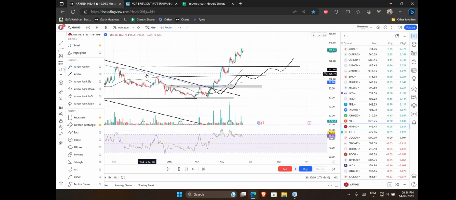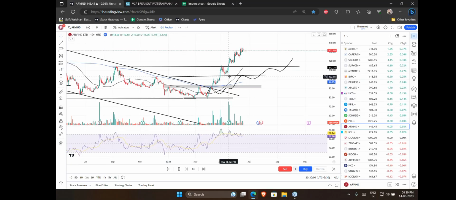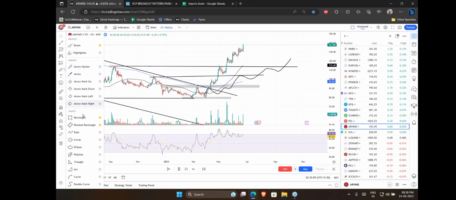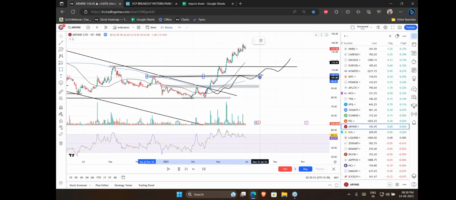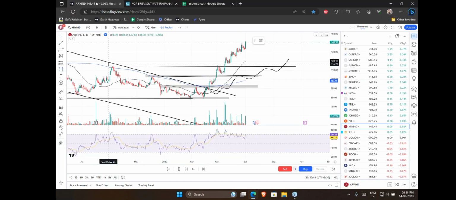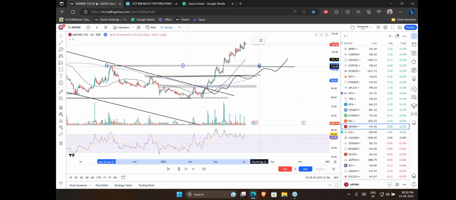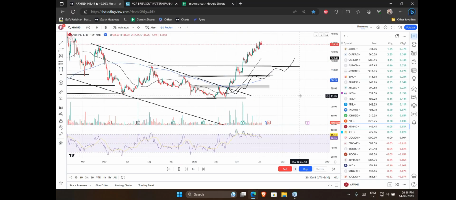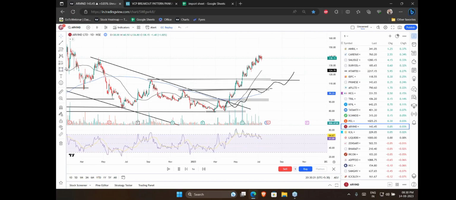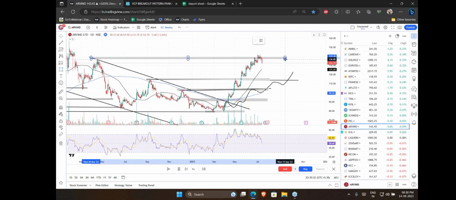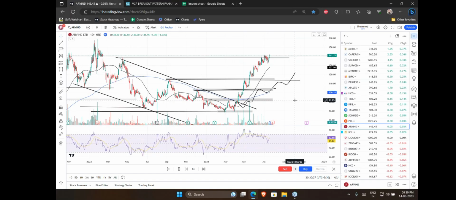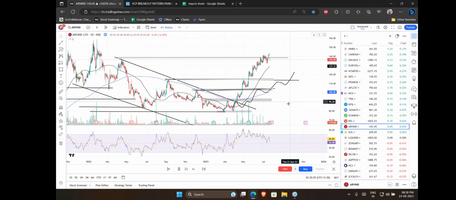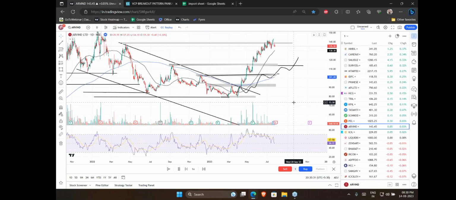Have a look at this. This was your first target, that is broken and retested. This was your second target, that is also broken and retested. Now it hits your third target as well. Got it, everybody? How does it react with the reversal?